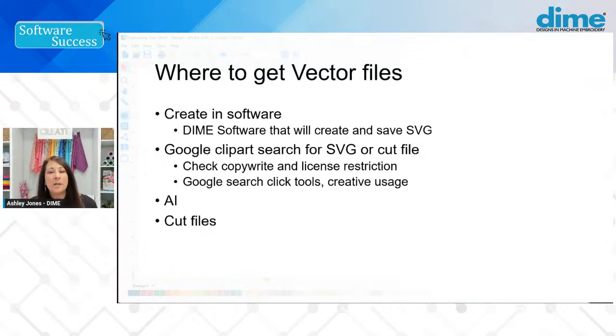Now, where can you get vector files? There are plenty of places to get them. In any Dime software that has the artwork tool, you can create your own vector files with the artwork tool, and then being able to save it as a vector file type is the key. And then you can also look on Google for clip art type images. If you use the word clip art, it'll give you those cartoon-like images. You don't want photographs. That's what I'm trying to say. You want the clip art style to work with.